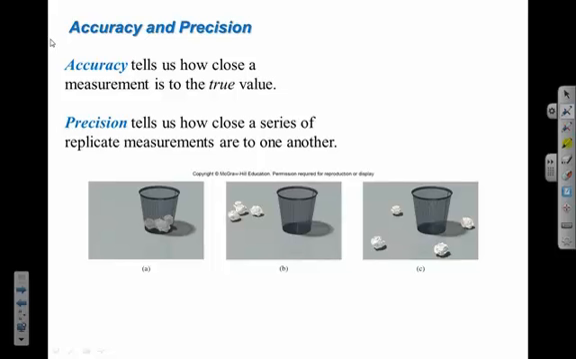Right? So this first picture represents both precision and accuracy. I'm hitting my target every time, that's accurate. Plus, I'm doing it the same way every time, so it goes to the same spot every time, that's precision. What does the second picture represent?